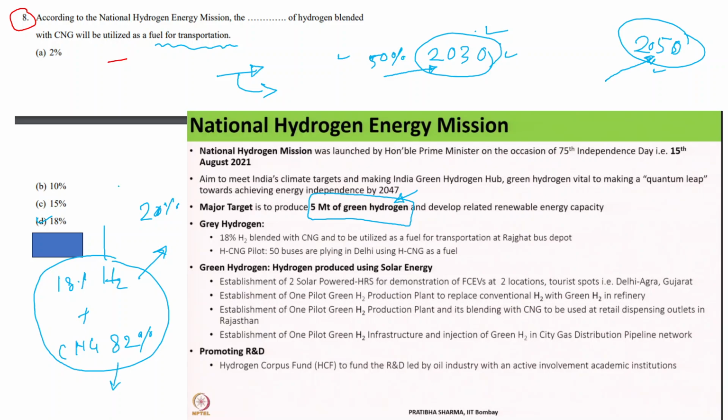But if this hydrogen is used in the fuel cell, the efficiency will be like 70 to 80%. So the better way to use the hydrogen is in the fuel cell, not mixing with the CNG. Okay, but yet the target is there, 18% hydrogen will be mixed in the CNG. Thus we can save some money by utilizing the existing CNG pipeline.